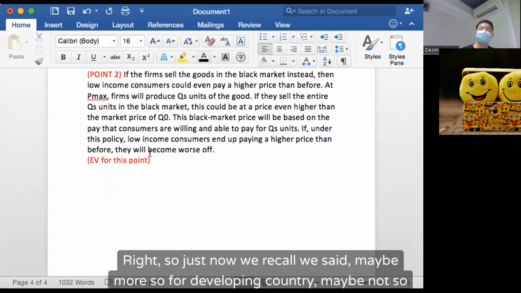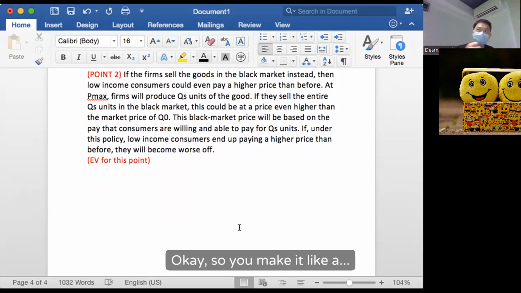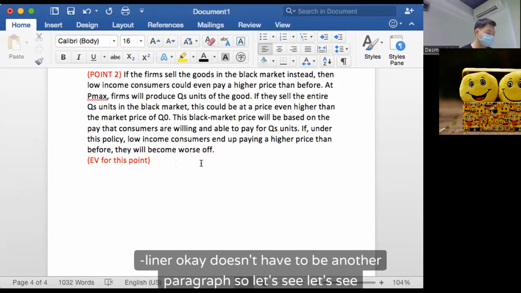So just now we recall we said, maybe more so for developing countries, maybe not so much for developed countries where the laws are tighter. So you make it more to reality. So this will be your EV for this point. It could be a one or two liner. It doesn't have to be another paragraph. So that's it.